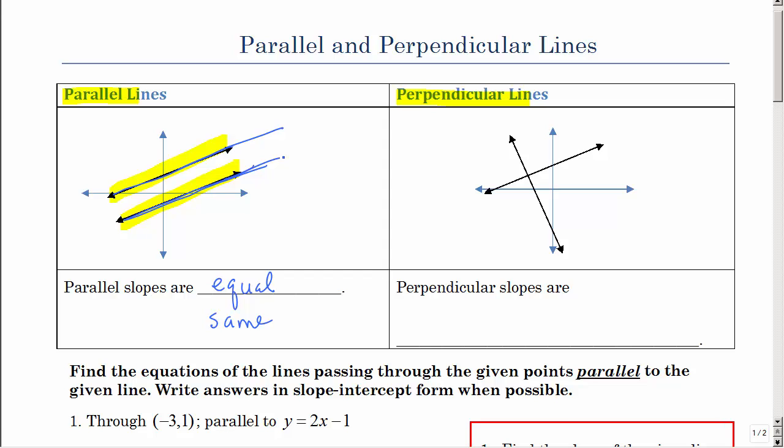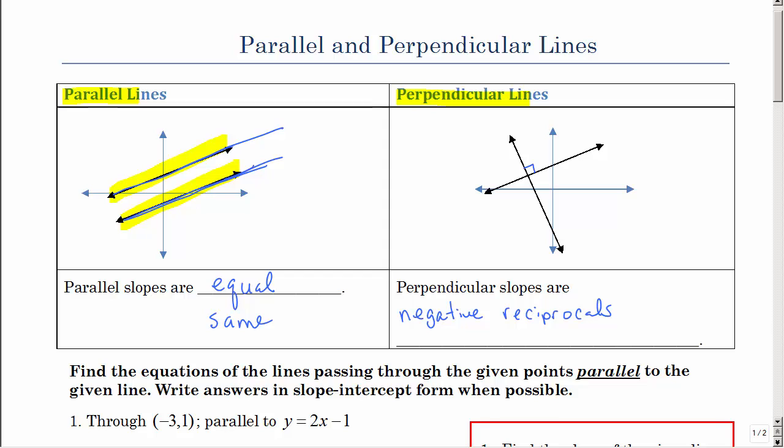Now, perpendicular lines, they do cross, and they intersect in a very particular way. They form a right angle. So their slopes are not equal. Their slopes are, pretty fancy, negative reciprocals of one another. Negative reciprocals.